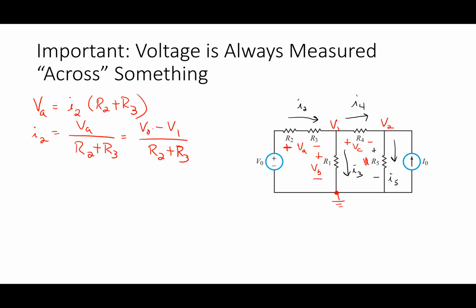The way that I look at this is I basically always define everything that way. So if I say, how about for I3 there? I3 is V, so I labeled the voltage across this resistor as VB. So it's VB over R1, like that. So that's not in terms of node voltages.